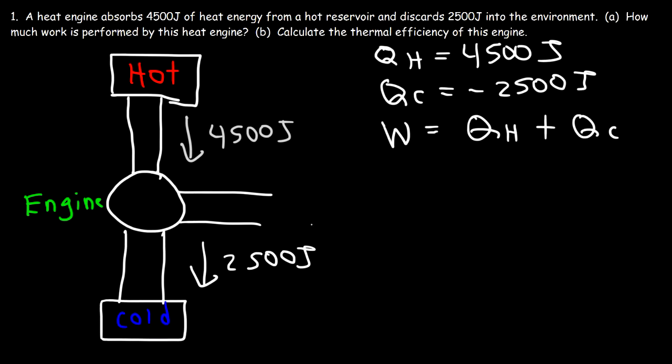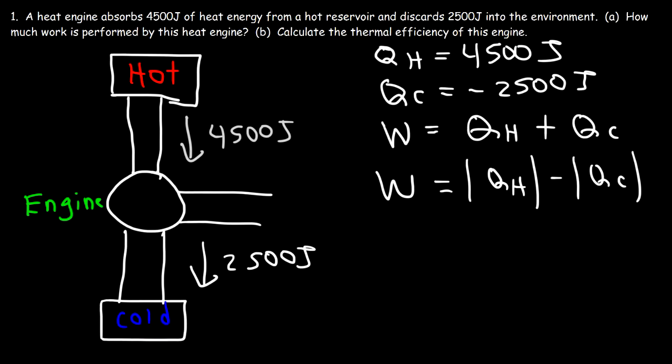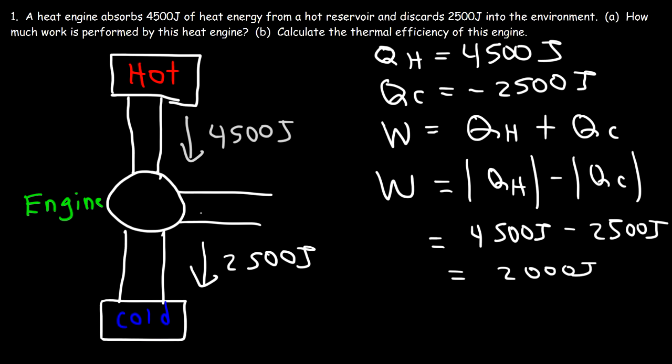Now, if you're dealing with just positive numbers and you don't want to be bothered with a negative sign, you can also use this equation. It's the absolute value difference of these two numbers. It's QH minus QC if you're just dealing with positive numbers. So that's going to be 4,500 joules minus 2,500 joules. And so that's 2,000 joules. So in this section, that's how much heat energy is being converted to mechanical work. It's 2,000 joules of heat energy.